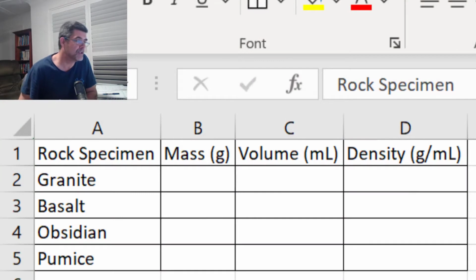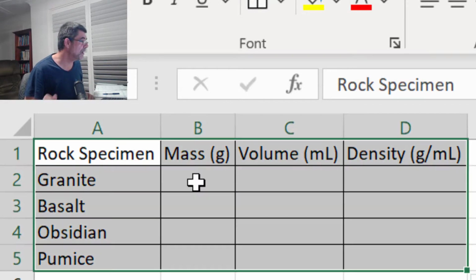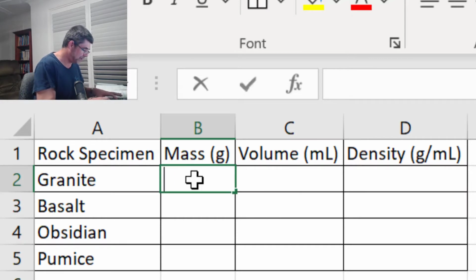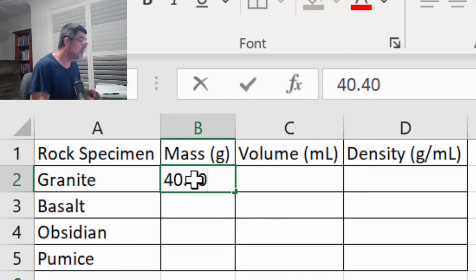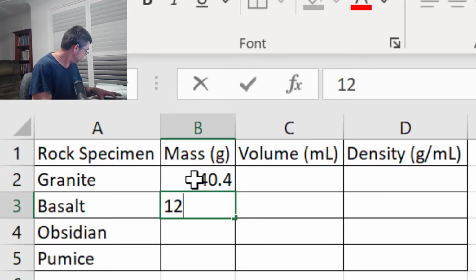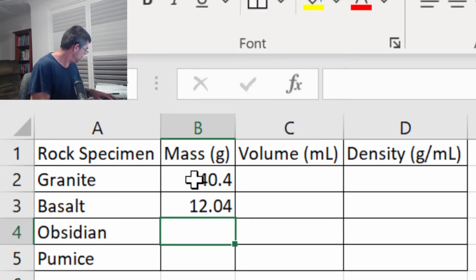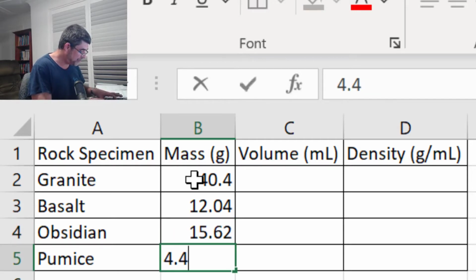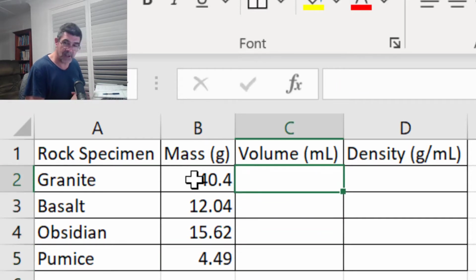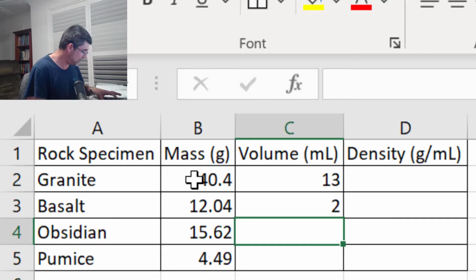Now we've got the opportunity to put those results together and see if we can tell any story from them. So what we'll do is we'll fill this sheet out together. The mass of the granite was 40.4. The mass of the basalt was 12.04. For the obsidian, it was 15.62. And for the pumice, 4.49. Now, when I used the displacement method for the volumes, I got 13 mils, and I got 2 mils, and I got 7.5 mils, and I got 1 mil.